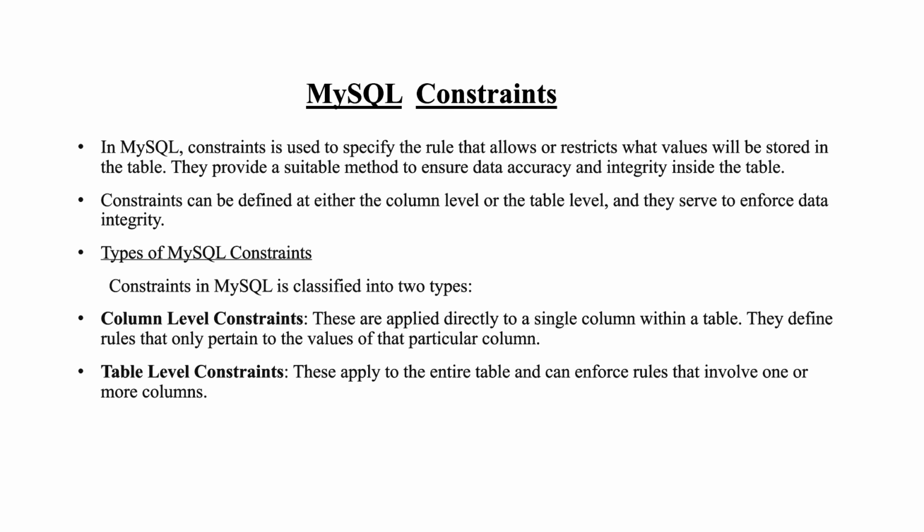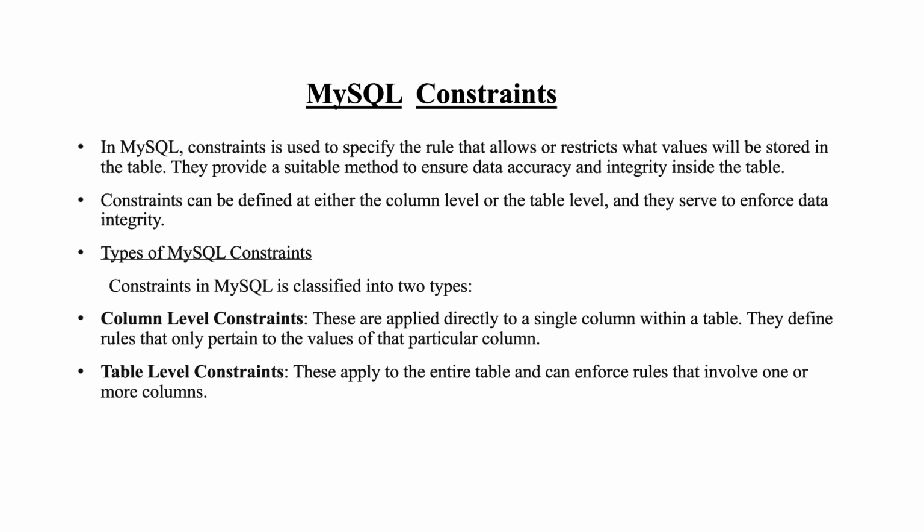Constraint. Constraint means rules. In MySQL, constraints are used to specify the rules that allow or restrict what values will be stored in the table. They provide a suitable method to ensure data accuracy and integrity inside the table. Constraints can be defined at either the column level or the table level, and they serve to enforce data integrity.